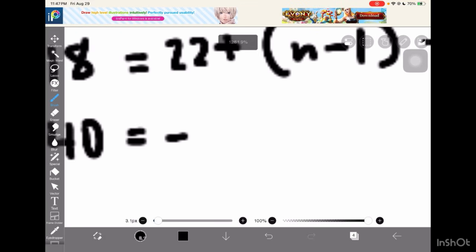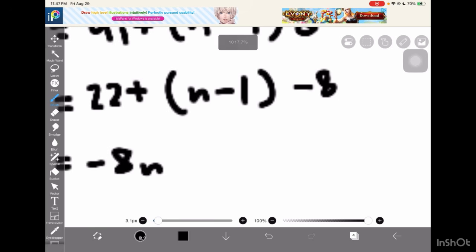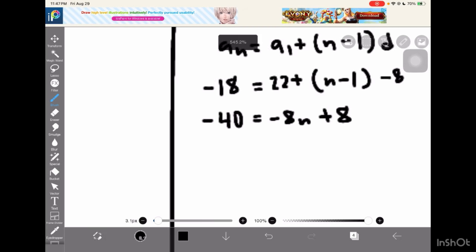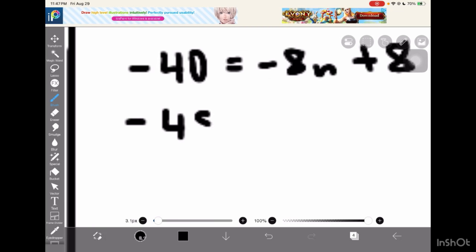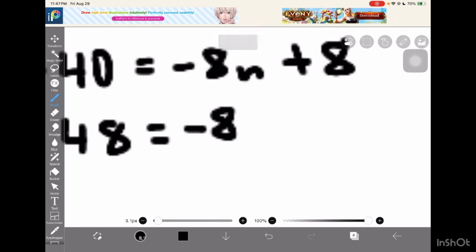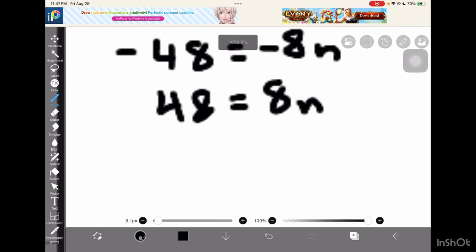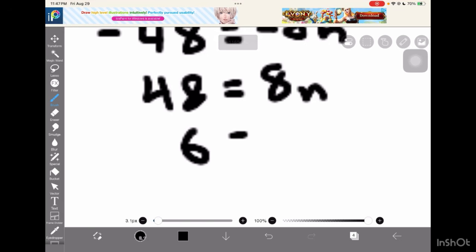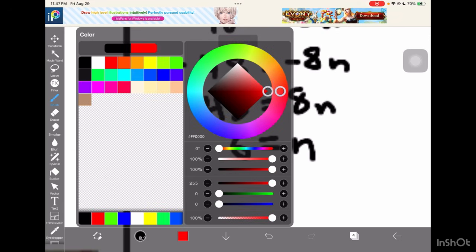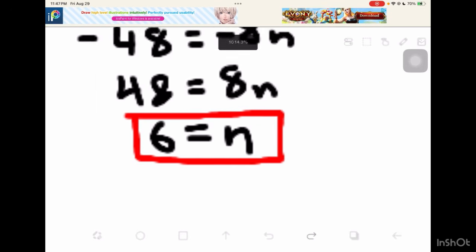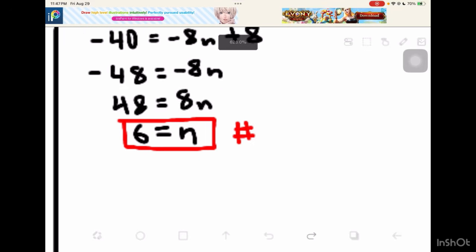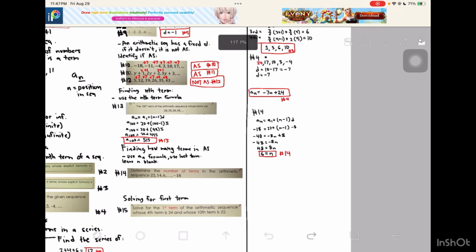Negative 8 times n, negative 8n, negative 8 times n minus 1. Sorry, negative 8 times negative 1 is plus 8. So let's transpose. Negative 48 is equal to negative 8n, which means we can cancel the negative. So 48 is equal to 8n. Then we divide both sides by 8. So 6 equals n, and that's our answer. So there are 6 terms in the arithmetic sequence. Number 14 is this one. Okay.